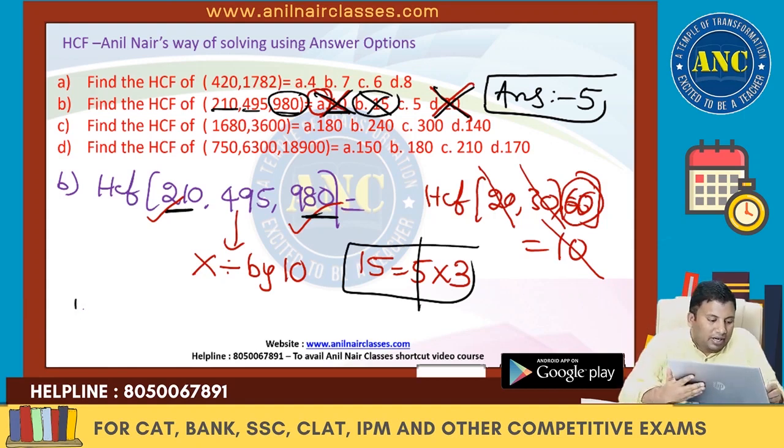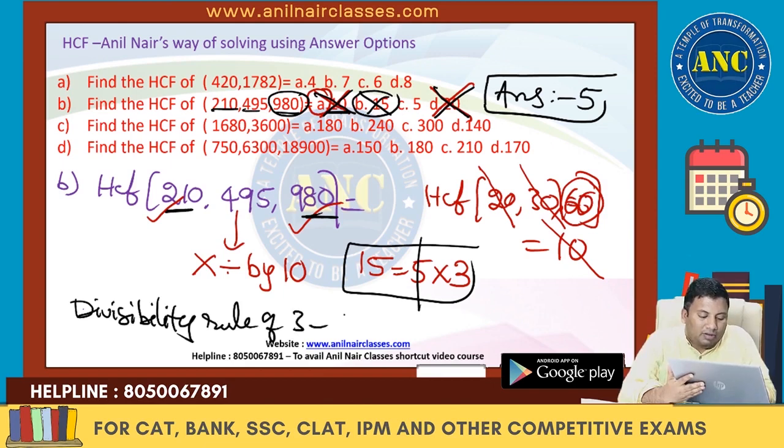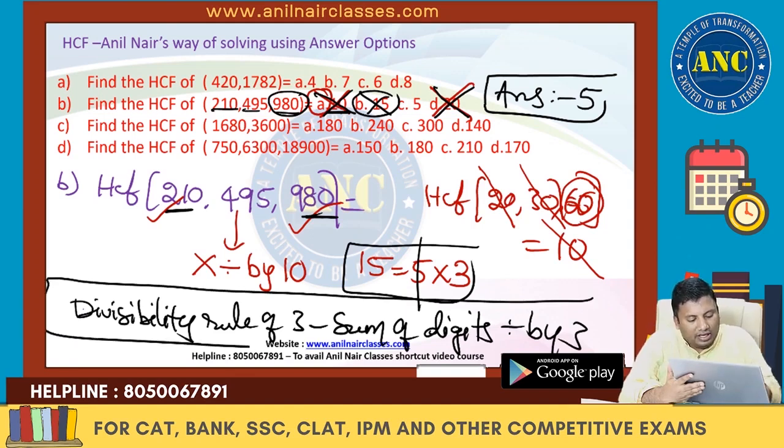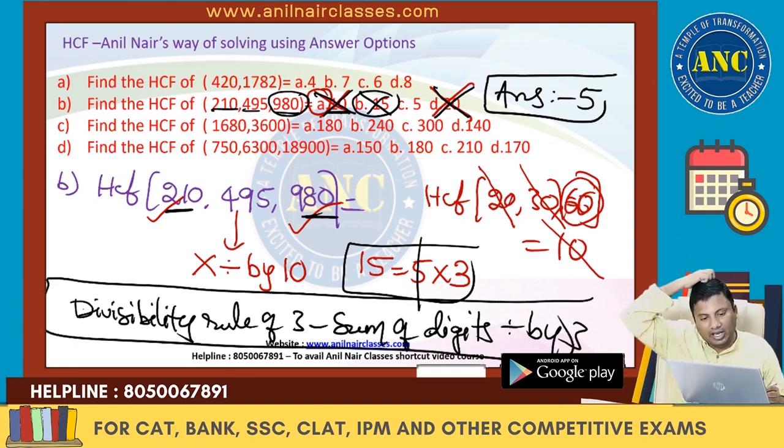3. The divisibility rule of 3 is that the sum of the digits should be divisible by 3. For 980, the sum is not divisible by 3.